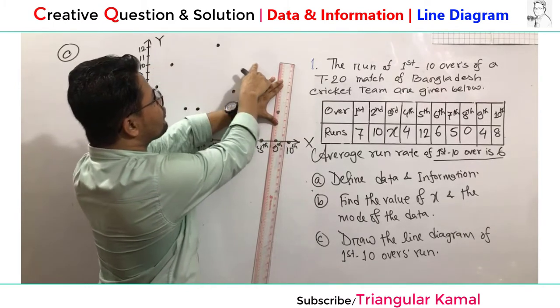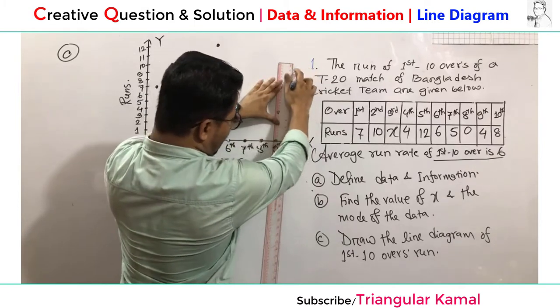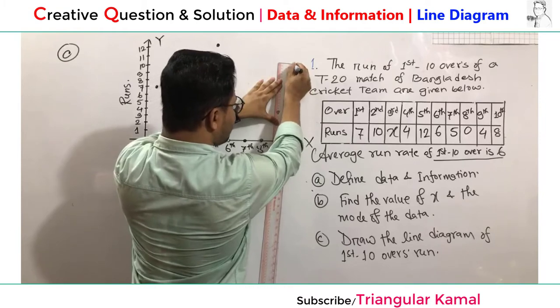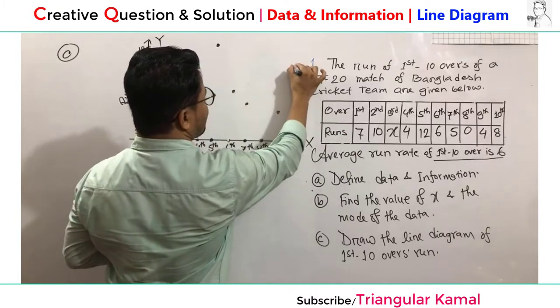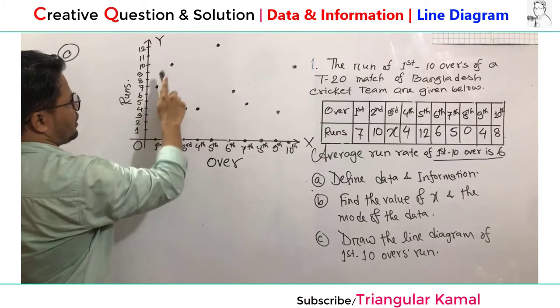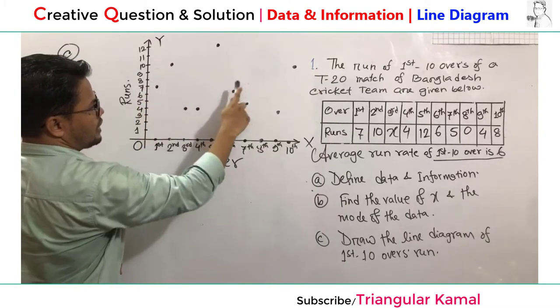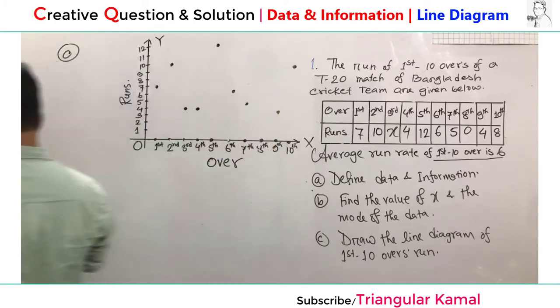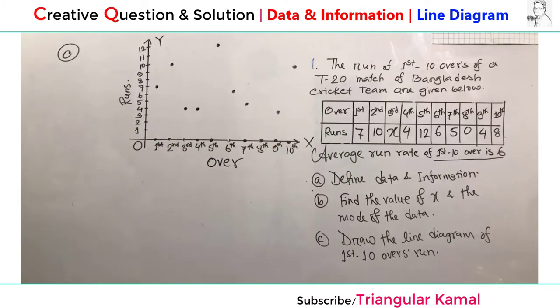Then if you see here, the tenth over along the x-axis and along the y-axis, the tenth over run will be here. These are all the points: first over, second, third, fourth, fifth, sixth, seventh, eighth over 0, ninth and tenth. So these are the separate points. Now draw a line diagram by using all of the chart layer.